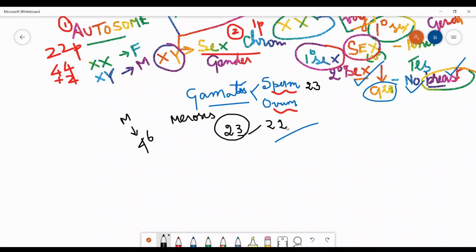So 23 involves 22 autosomes and one sex chromosome. 22 autosomes and one sex chromosome. So that makes it 23.